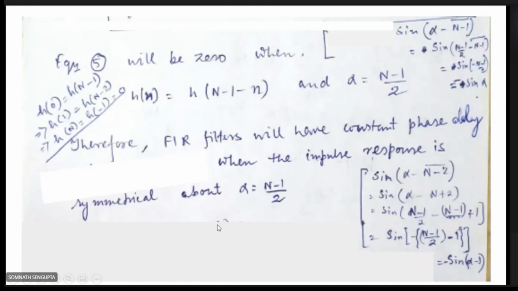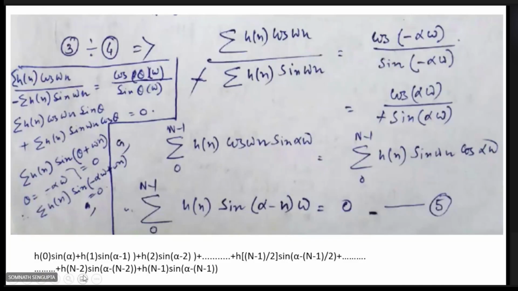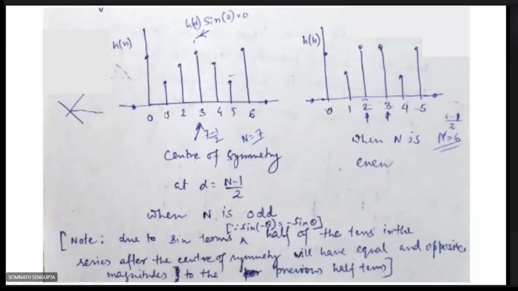That means, here you can see I have written that due to sine terms, that sine minus theta is equal to minus sine theta, half of the terms in the series after the center of symmetry will have equal and opposite magnitudes to the previous half terms. So if one term has value h0 sin alpha, then the corresponding term after n minus 1 by 2 will have the same value but with a minus sign, because sine minus theta is equal to minus sine theta. Because of this, the summation will be 0.